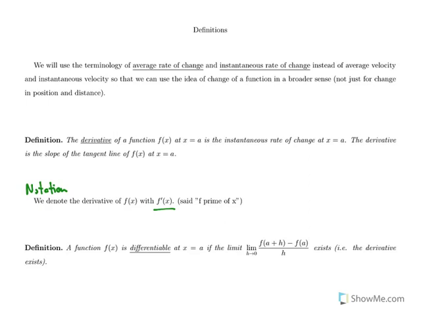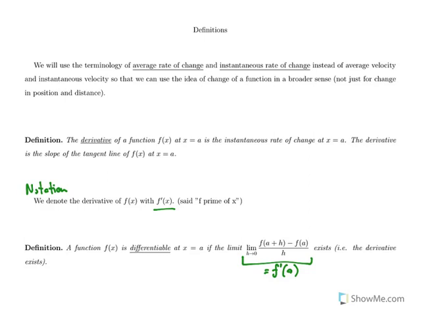Finally, we have a new definition of differentiable. A function is differentiable at x equals a if the limit, this limit, is equal to the derivative f prime of a. If that limit exists, then the derivative exists, and we call the function differentiable at that point.